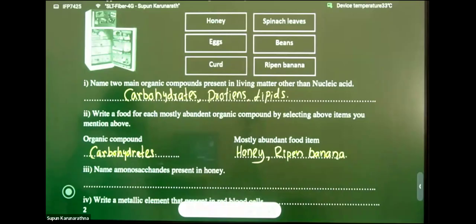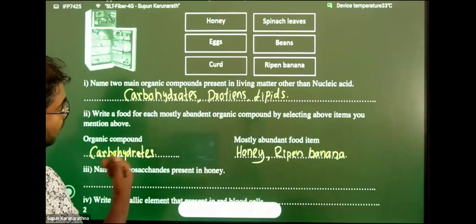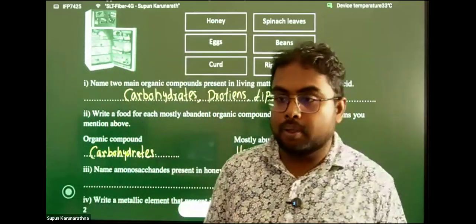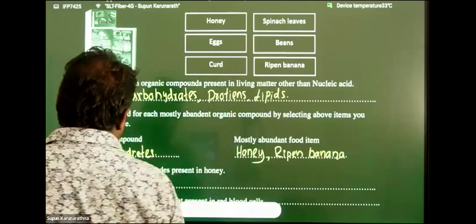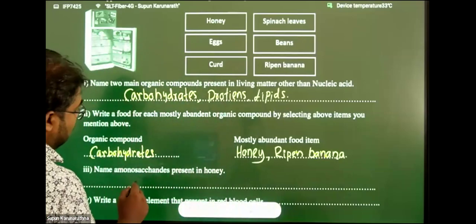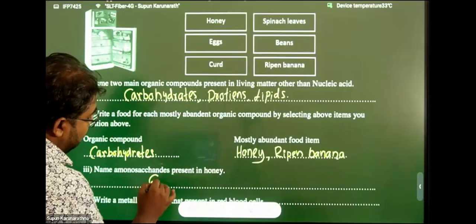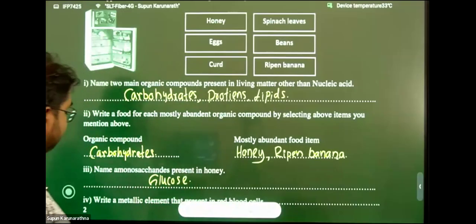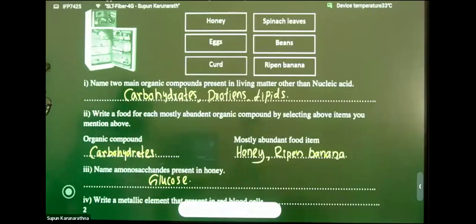What are the monosaccharides present in honey? You know that carbohydrates can be divided into 3: monosaccharide, disaccharide, polysaccharide. The monosaccharide present in honey is glucose. Right, glucose.